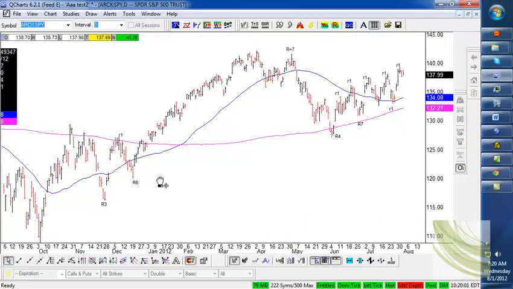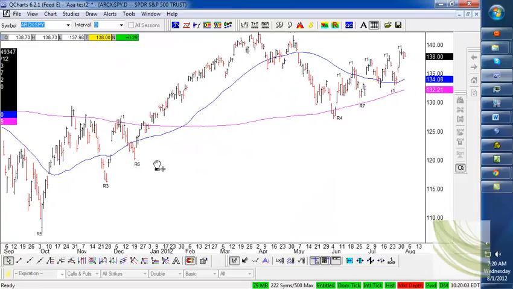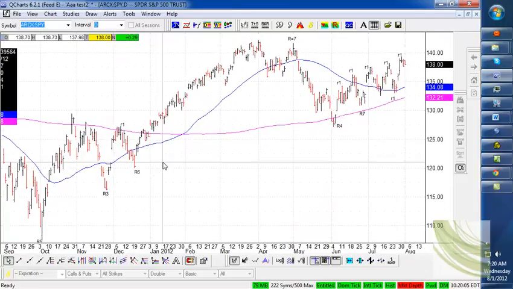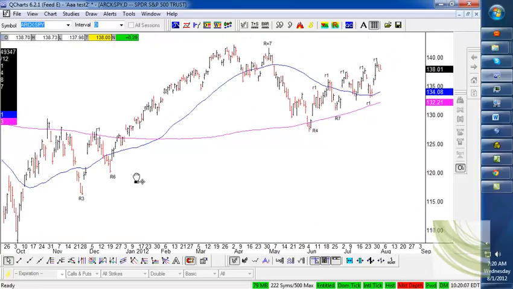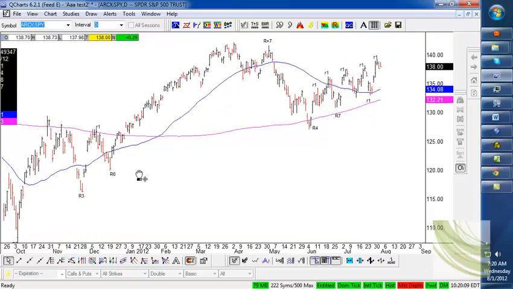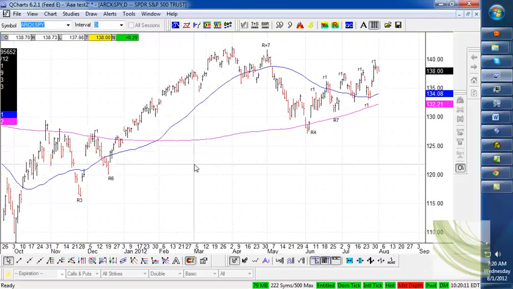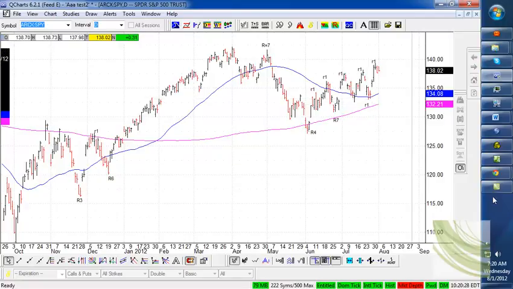So I hope this gives you an idea about combining lagging and leading indicators. It gives you an idea about how to handle choppy markets, and makes you a better trader.